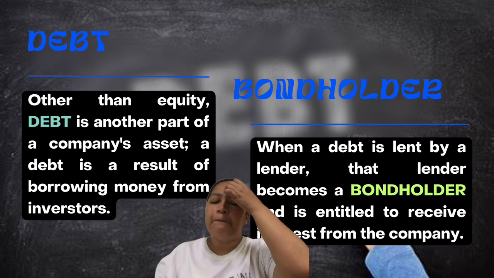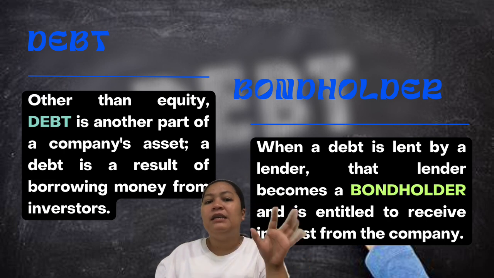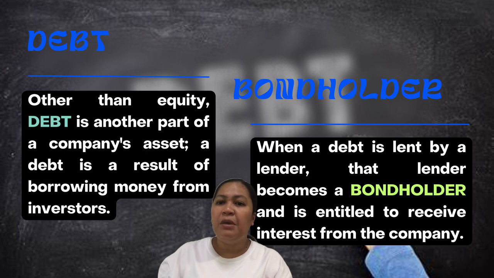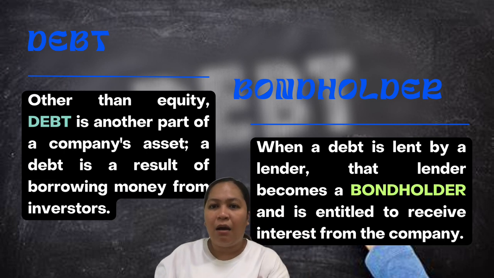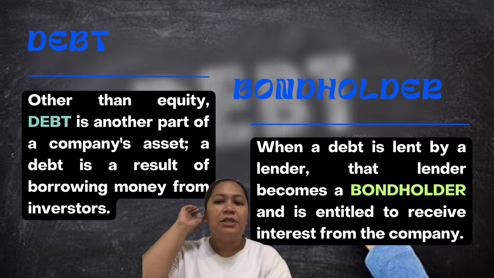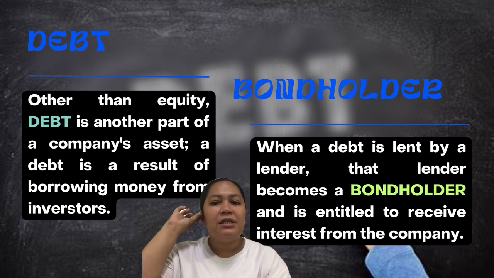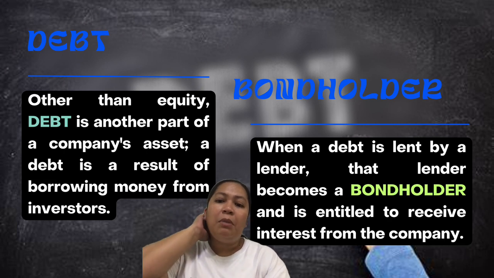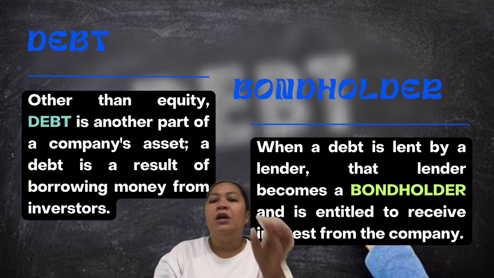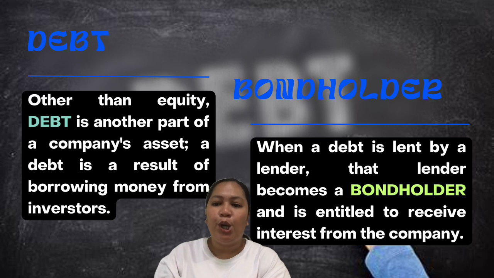Now, what is debt again? It is a result of borrowing money from investors. So, instead of selling shares of your company, what you did is borrow money from that particular investor. Another term here is bondholder. The bondholder is the one who lent to you. So, when a debt is lent by a lender, that lender becomes a bondholder, and is entitled to receive interest from the company.